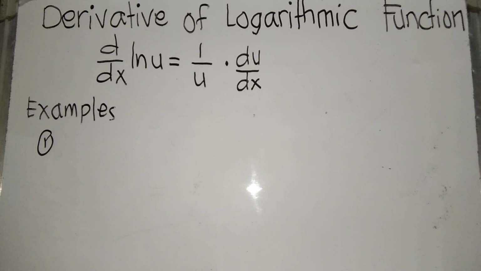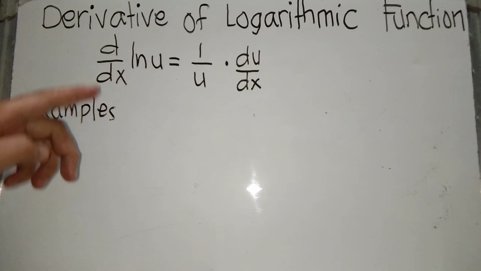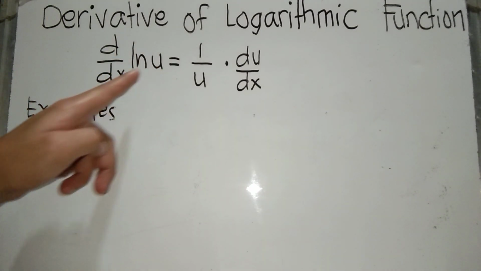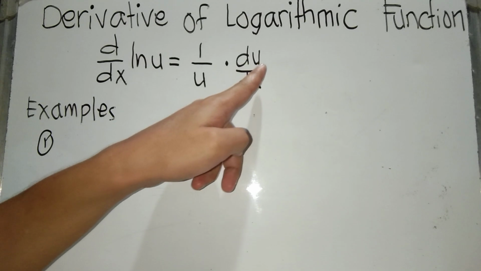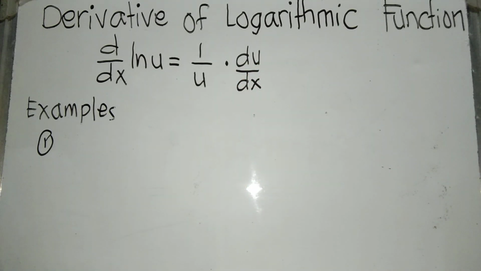Hello everyone. In this video, we will be discussing finding the derivative of a logarithmic function. In solving for the derivative, we are guided by a formula. We have the derivative of ln u with respect to x is equal to 1 over u times the derivative of u with respect to x.